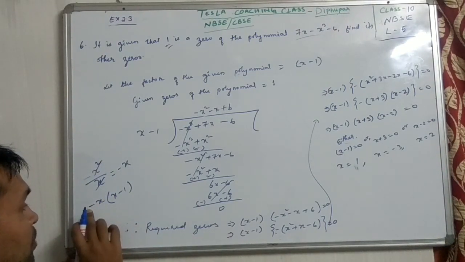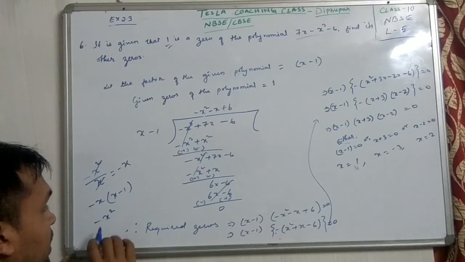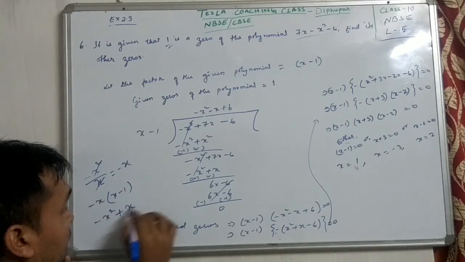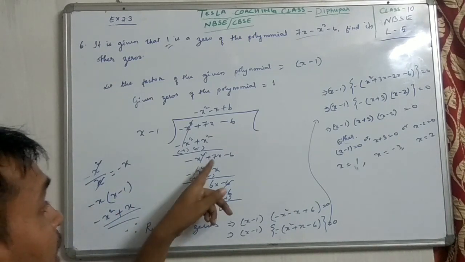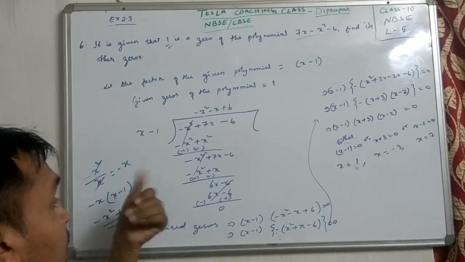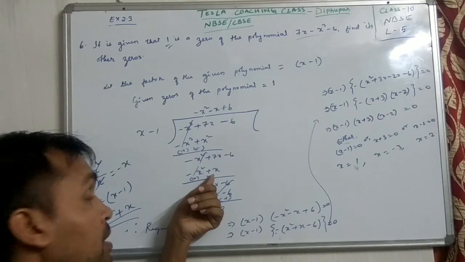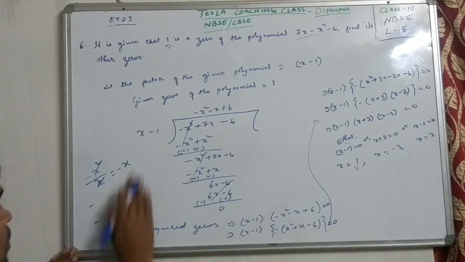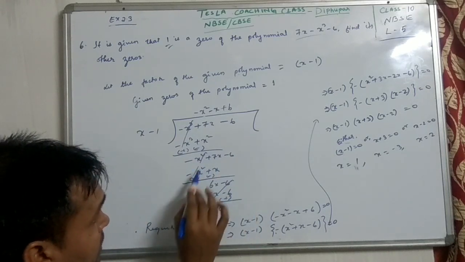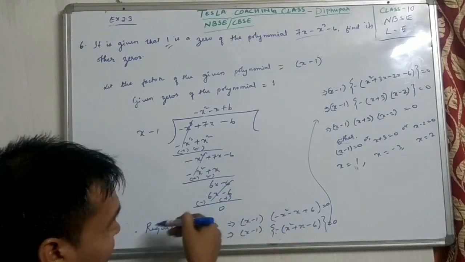So what will you get? x into x becomes x square, and this minus will continue. Minus into minus becomes plus, x into 1, that is x. So this one we write here: minus x square plus x. That's what we got. And then we change the sign. Minus x we change into plus x, and this plus x we change into minus x. Okay. So now this is minus x square and this is plus x square. Both are equal but the sign is opposite, so we will cancel it.